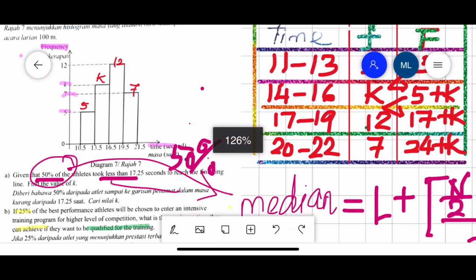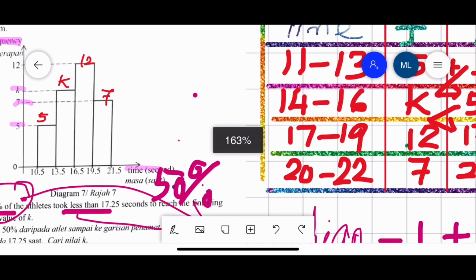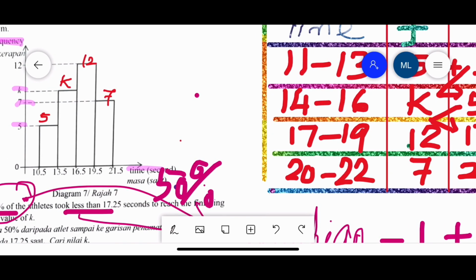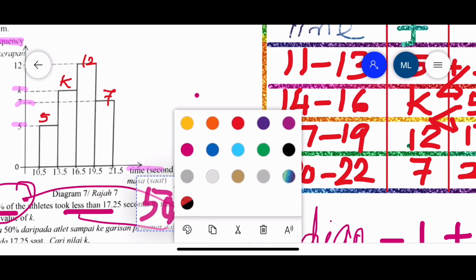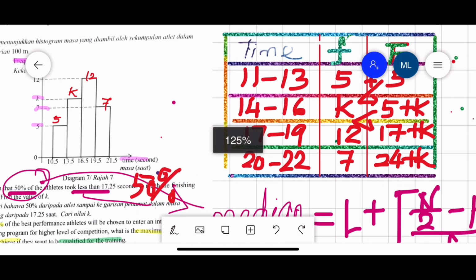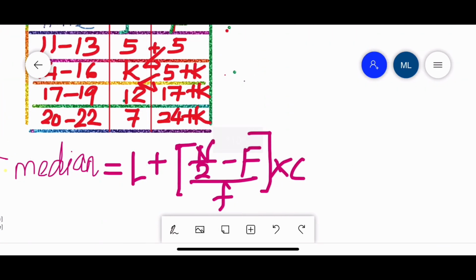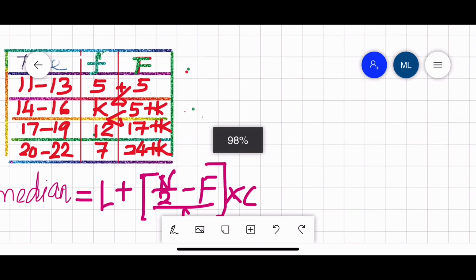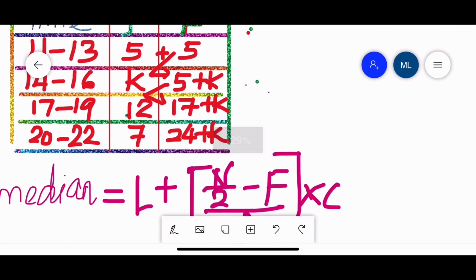So now you can try to list out all the important information. You need to find the L, which is the lower boundary for the median class, and also the N, the big F and small f, and the C. But before that, you must highlight the median class.